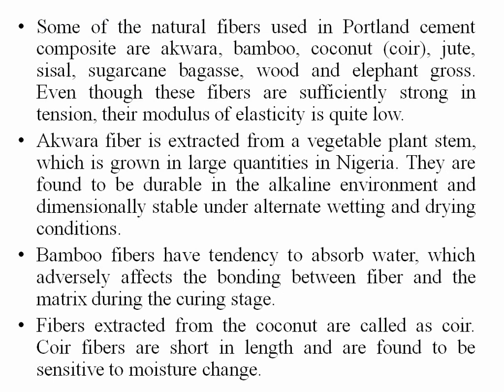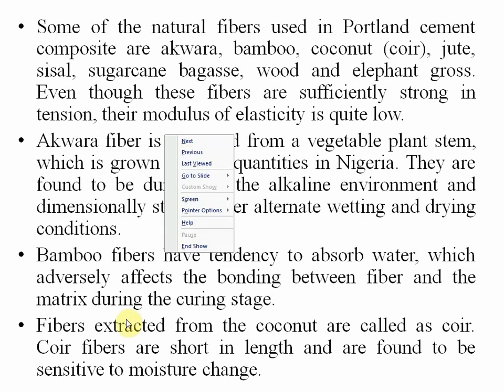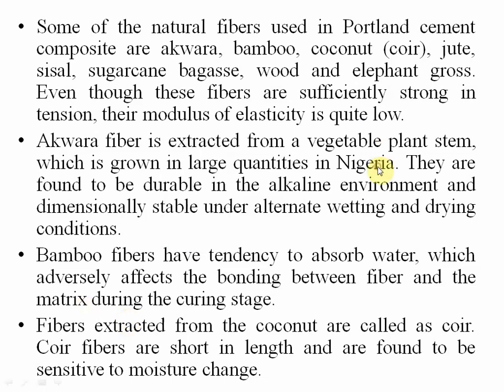Some of the natural fibers used in Portland cement composites are aquara, bamboo, coconut, that is coir, jute, sisal, sugarcane bagasse, wood and elephant grass. Even though these fibers are sufficiently strong in tension, their modulus of elasticity is quite low.